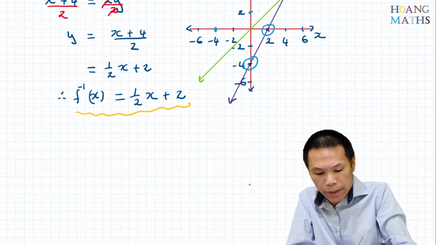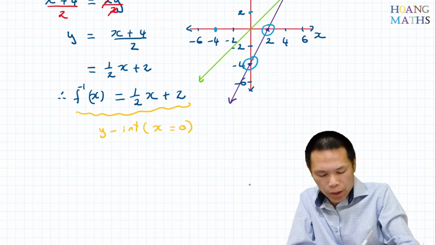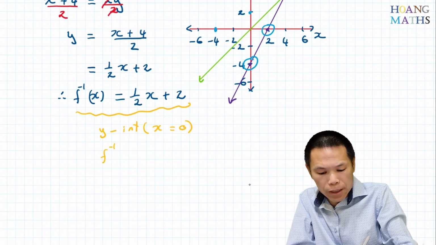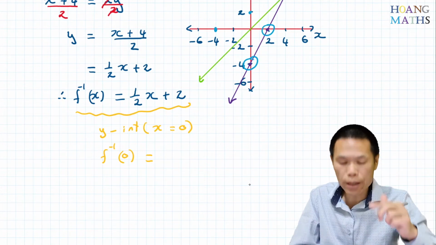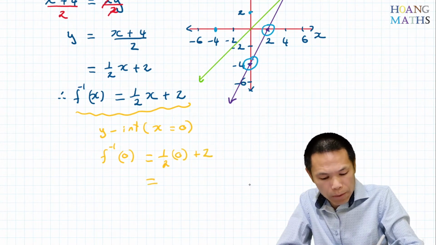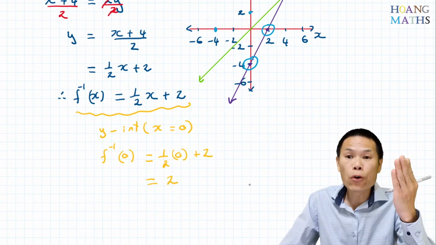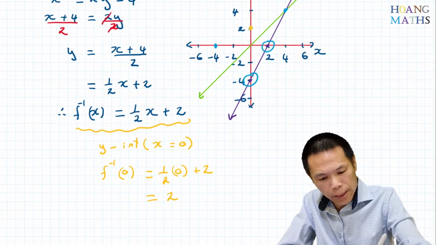Otherwise, to find the y-intercept, let me just write this down. The y-intercept is when x is equal to 0. So that means f inverse of 0. Don't forget we substitute in this function here because we are focused on the inverse function. So a half of 0 plus 2. So that gives me 2. So therefore the y-intercept is 2. So in here you can see here.